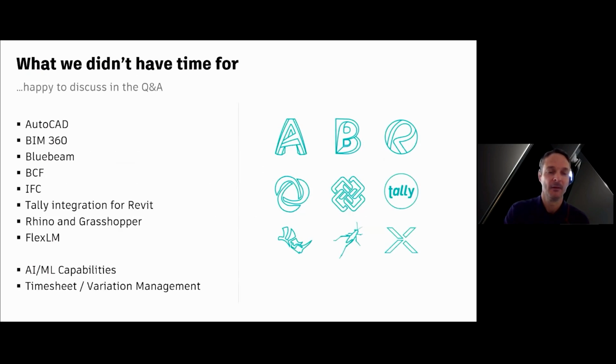So appreciate that we've only got a limited amount of time for the presentation, so we weren't able to cover some of these other tools, which we can hopefully do in the Q&A. So obviously we didn't go through AutoCAD, BIM 360, Bluebeam, BCF, IFC, the integration for Revit for Tally, Rhino and Grasshopper, and then the management of the FlexLM.